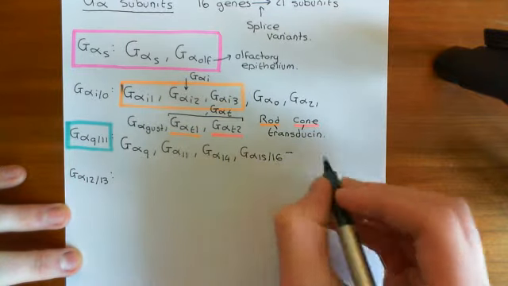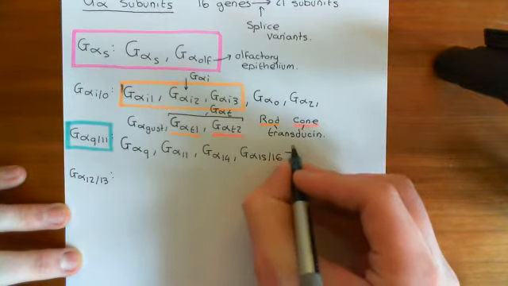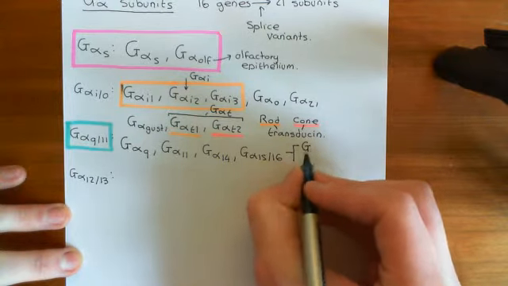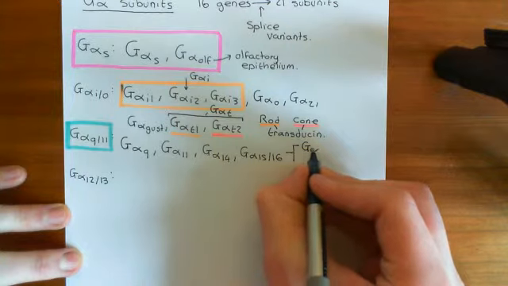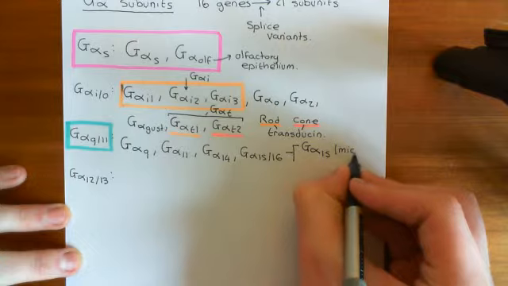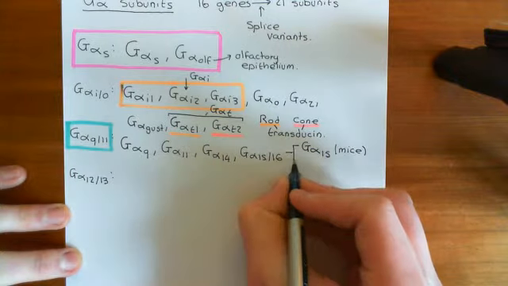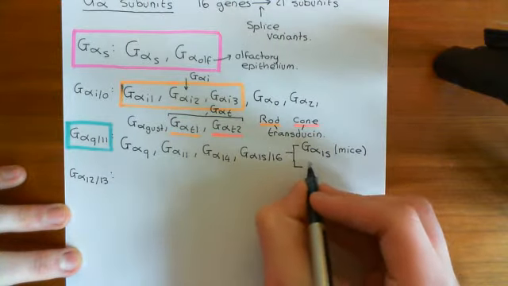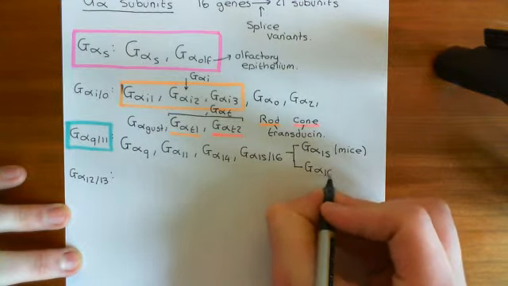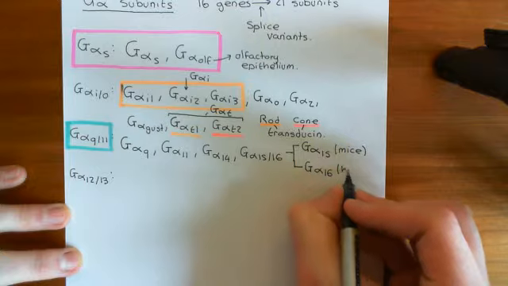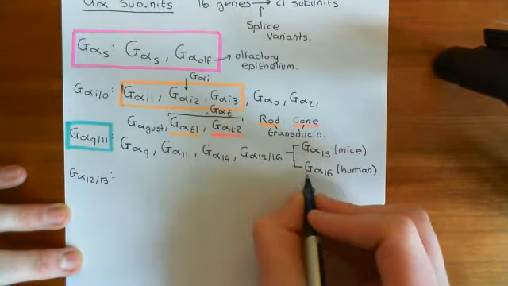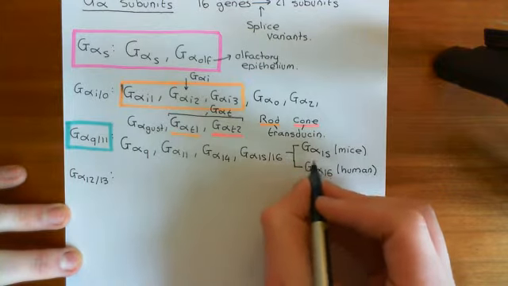Why is it called that? Well, basically, there were 2 groups of researchers. One was working in mice, and they discovered a new alpha subunit of the heterotrimeric G protein, and they called it G-alpha 15. Okay, so this was the alpha subunit in mice. Then another group of researchers was working in humans, and they discovered a new alpha subunit of heterotrimeric G proteins, and they called it G-alpha 16. Okay, later it transpired that G-alpha 15 and G-alpha 16 are the same thing.